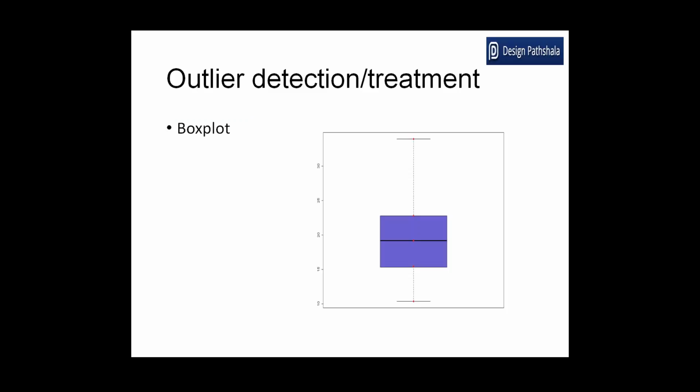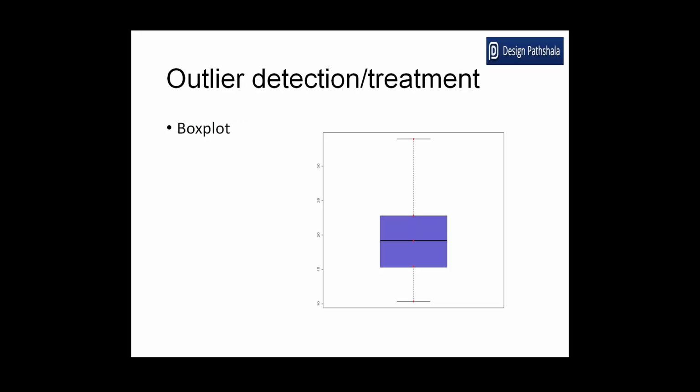Okay. Then we will check the outliers in the data, how to detect them, treat them. There is a box plot function in R, which is a very useful function in fact. This is a screenshot from when I applied box plot to one of the vectors or one of the columns.